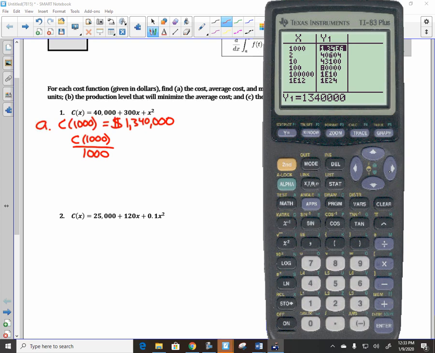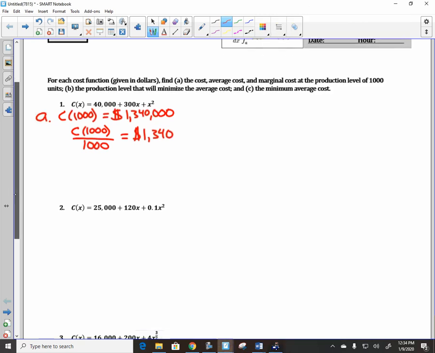We produce 1,000 items, so that means that the average cost is going to be $1,340. Right now, its cost is $1,340 per item that we make. Is that good? Well, it depends. For example, if we're making shoes, we're probably not very efficient right now, right? If we're making aircraft carriers, wow, we're doing a good job. So it really depends on what we're producing.